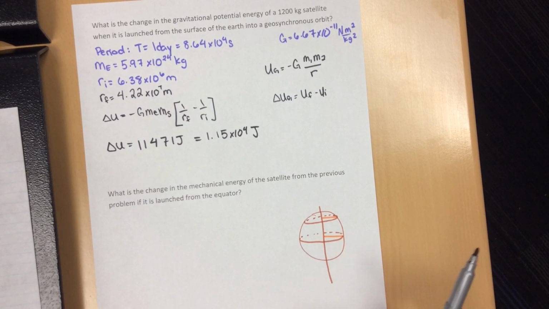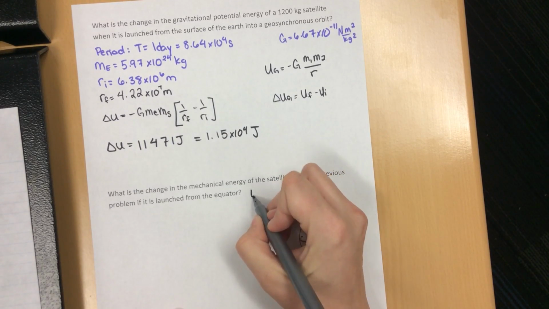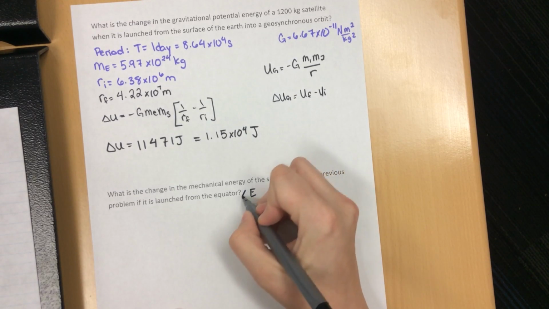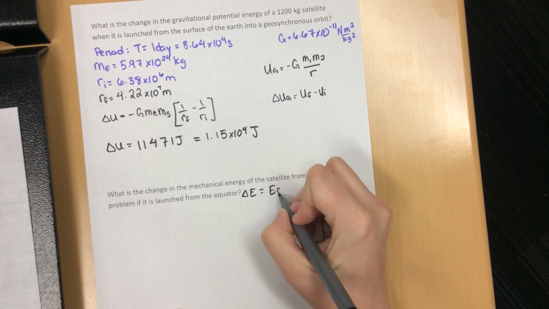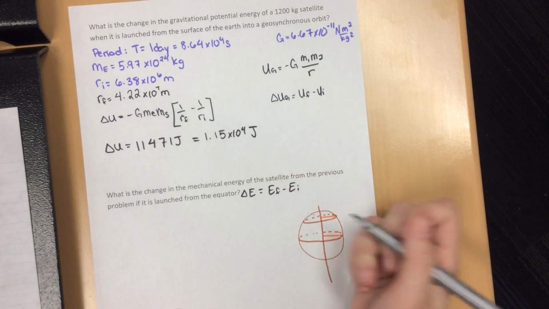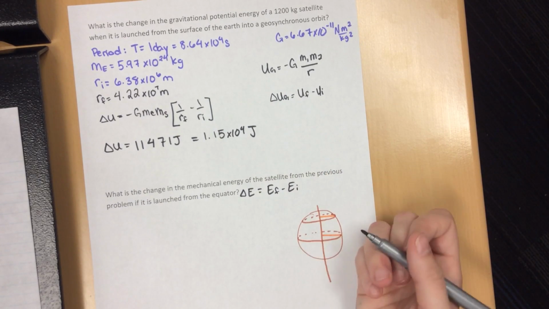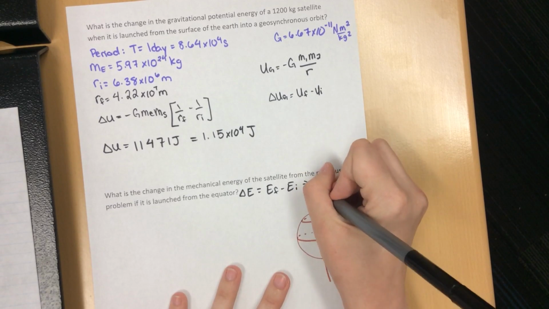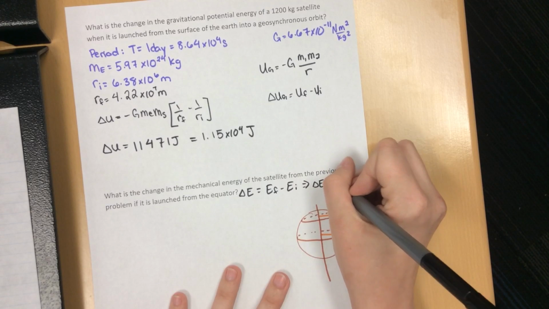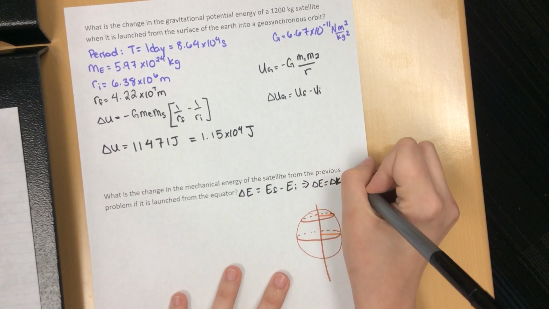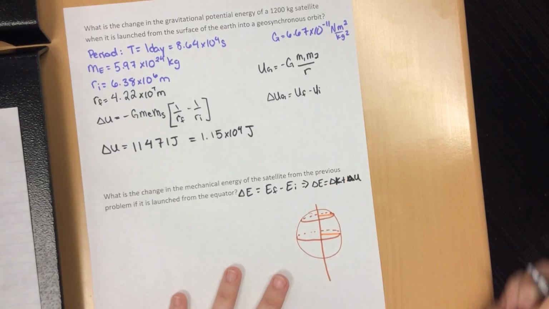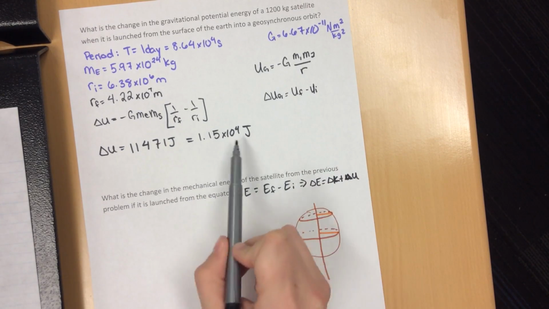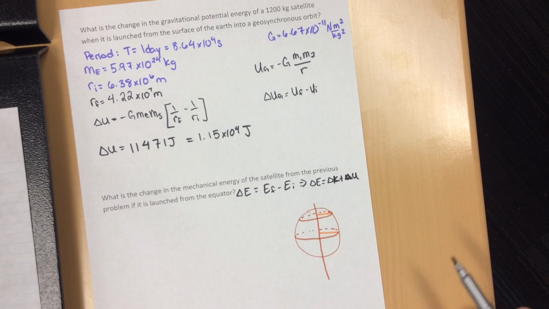Now we want to take that one step further and look at the total change in mechanical energy. Our change in mechanical energy is going to equal our final energy minus our initial energy. We could also look at it in a slightly different way: our change in mechanical energy is going to equal our change in kinetic plus our change in potential. Well, we already have our change in potential. We solved it in part A. So now we need to find our change in kinetic.